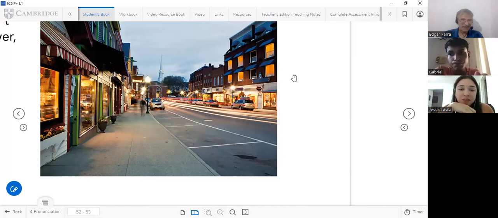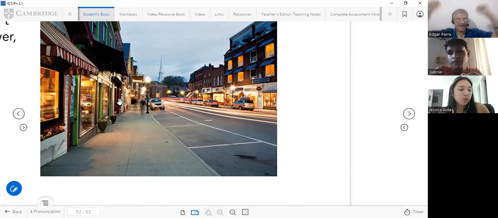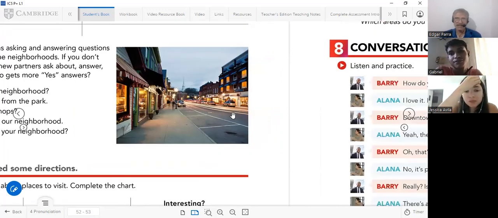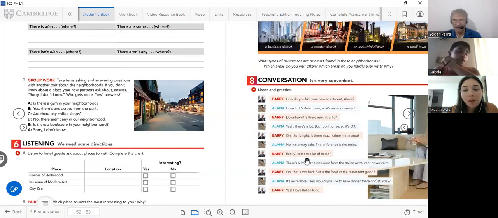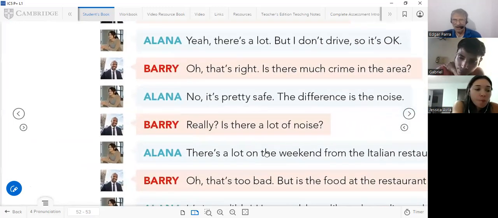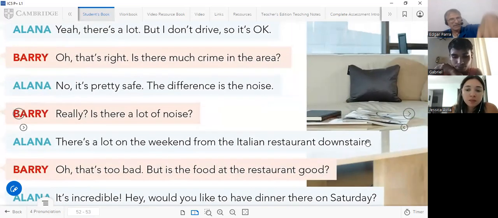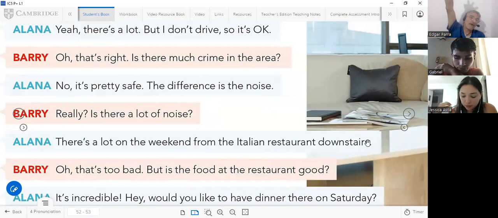You understand? So, could you imagine that you live here and there is an Italian restaurant and a lot of people crying and shouting and watching a soccer game and drinking beer? My goodness, there is a lot of noise. You understand this? This is the idea. When Alana said to Barry, there is a lot of noise on the weekend from the Italian restaurant downstairs. Downstairs means over there, okay? But upstairs is, for example, another family.